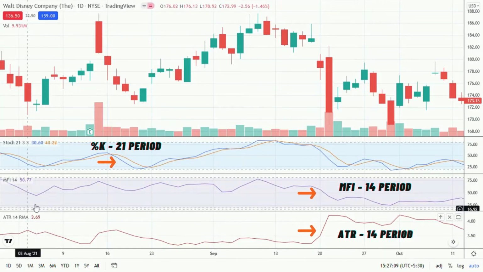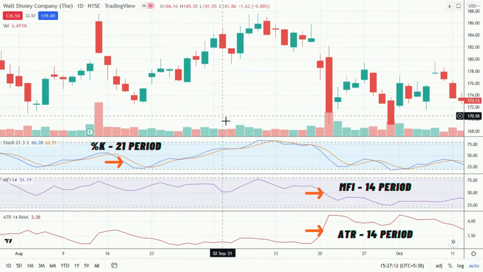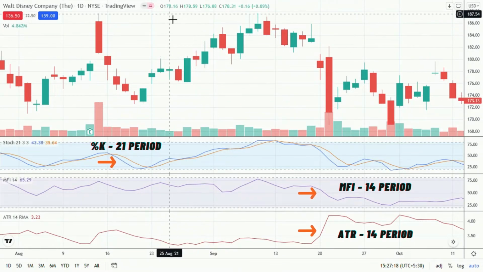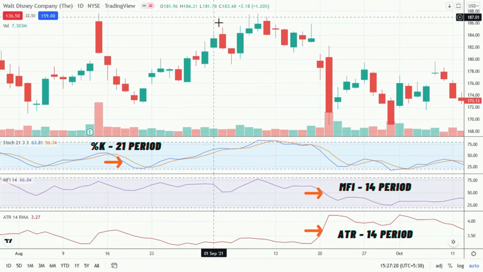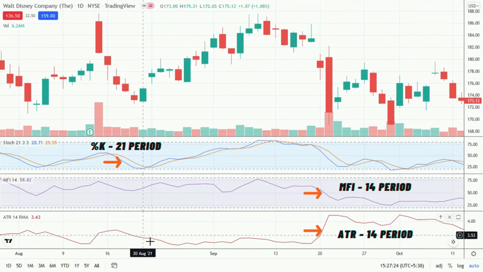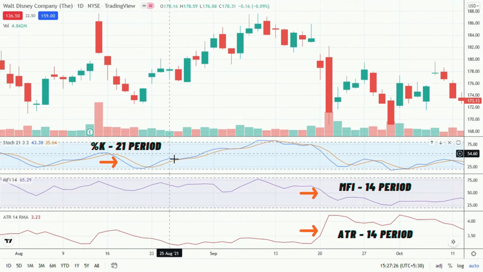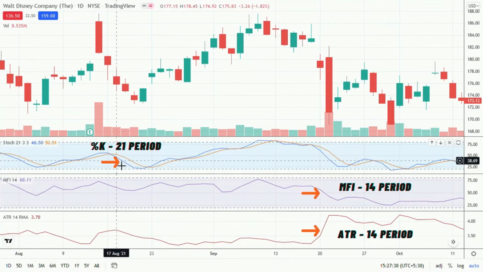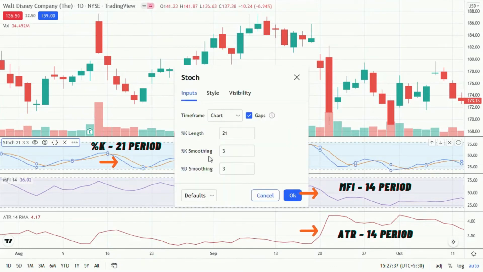Here is the TradingView chart of Walt Disney Company, and let's take a look at how this strategy works. At the top, you should be able to see the open, high, low and closing price of the stock on any day. Here I have loaded 3 indicators out of the 4. The first one is stochastic, and this blue line is the percentage K line. And let's double click it. And this allows us to configure.